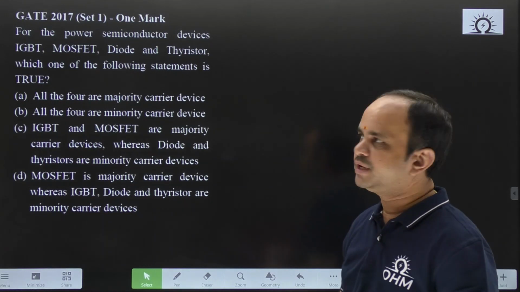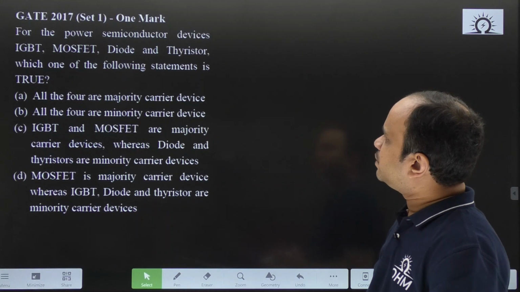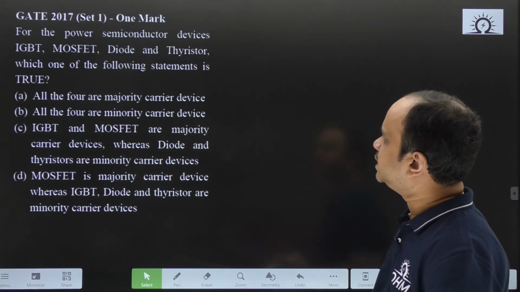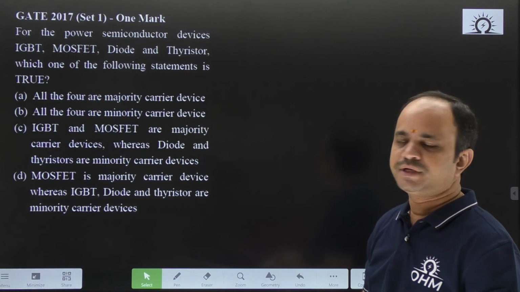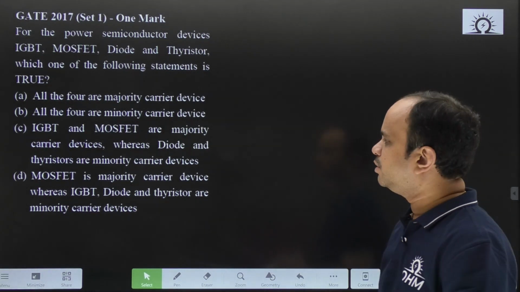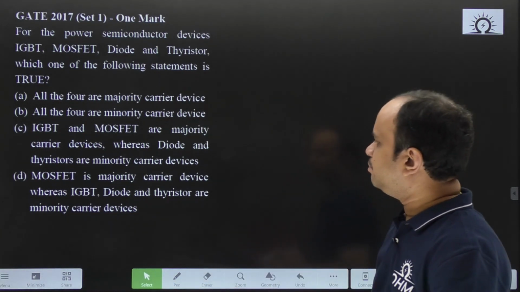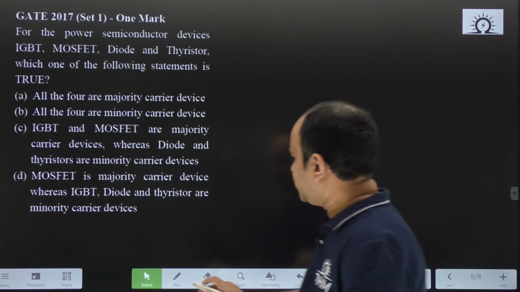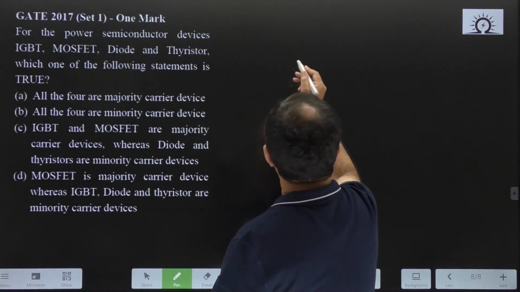This question was given in GATE 2070 for 1 mark. For the power semiconductor devices, IGBT, MOSFET, diode and thyristor, which one of the following statements is true? Now, just by going through all these statements, what we need to identify is which device is a majority carrier device and which device is a minority carrier device. So, let me write down quickly about this classification.